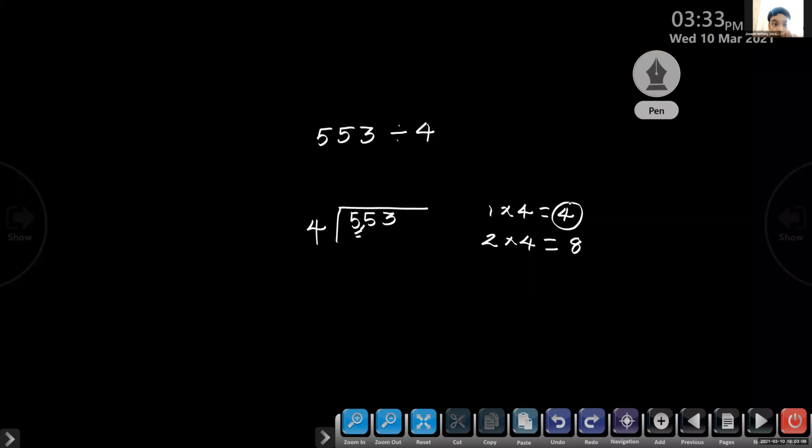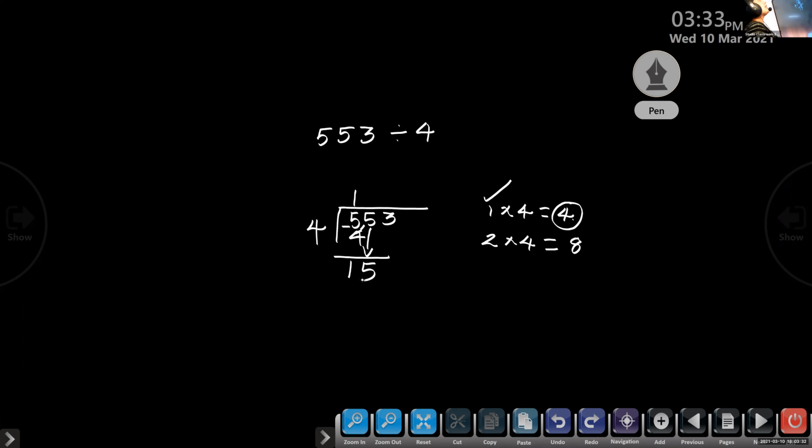And what will be the quotient when you divide? Quotient 1. So 1 you can write over here. Then 4 you can write here down. 5 minus 4? 1. And what is the next step? Kailas, bring down this next digit 5.